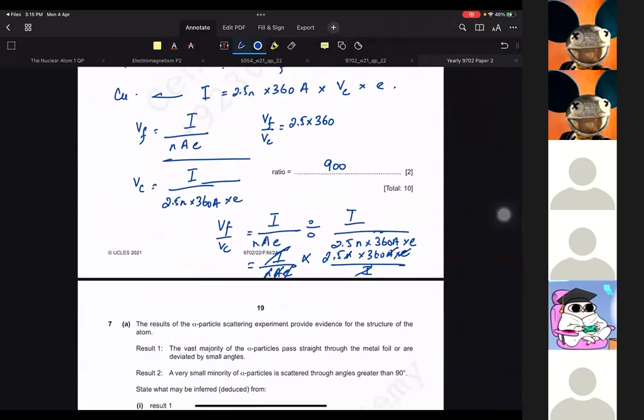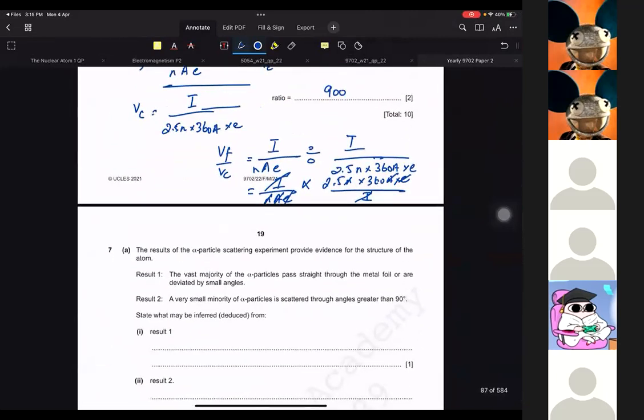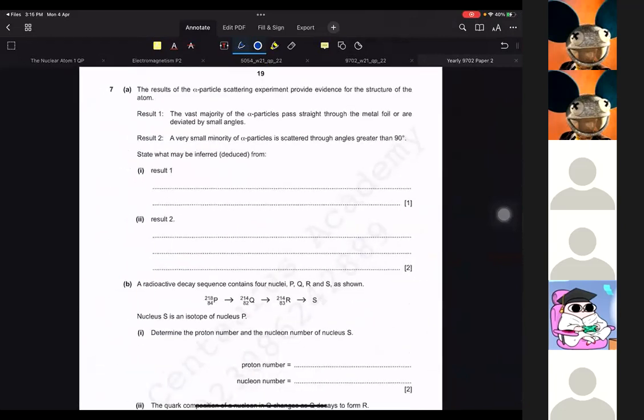Then going to the last question. We are only left with 15 minutes, so I hope you can do it. It says, result of alpha particle scattering experiment provides evidence. Fine. Result one is vast majority of alpha particles pass straight through or are deviated small angles, and result two is a small minority scattered through angles greater than 90. Greater than 90. Okay, it means they come back, right?